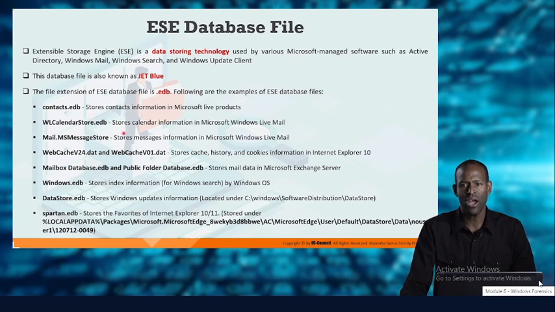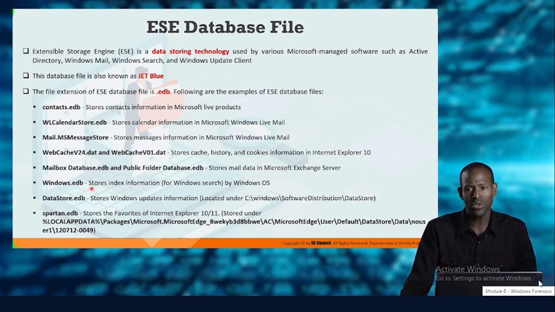You can have calendar items, messages, you have stores, cache, history, cookies. This is actually very interesting for anybody using Internet Explorer 10. That'll be in webcast-v24.dat and webcast-v01.dat, where you can find that. And then, of course, we have Exchange Server, Microsoft Exchange Server. In the mailbox database.edb in the public folder, EDB are other places where you can find information on Exchange servers.